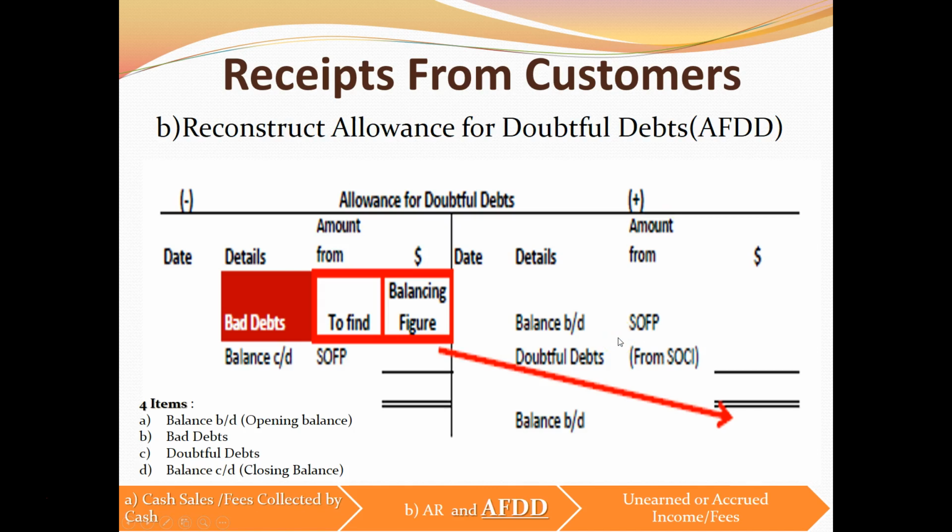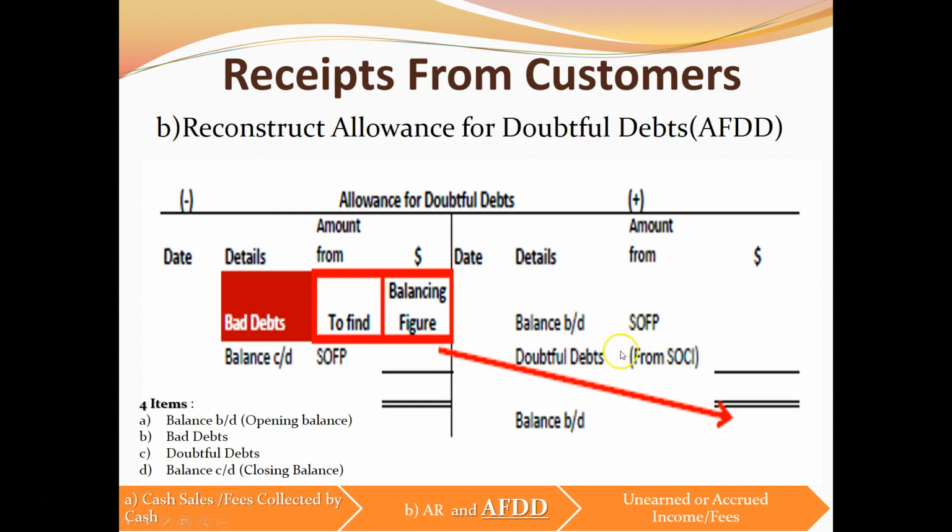Alright? Okay, when it comes to reconstruction of allowance for doubtful debts, remember the element for allowance for doubtful debts is minus asset or minus AR. So opposite of AR, positive sign here, negative sign here. Wherever you find the positive sign is the opening balance. Wherever you find the negative sign is the closing balance. So this one comes from SOFP. Now, doubtful debts is what we get from SOCI.